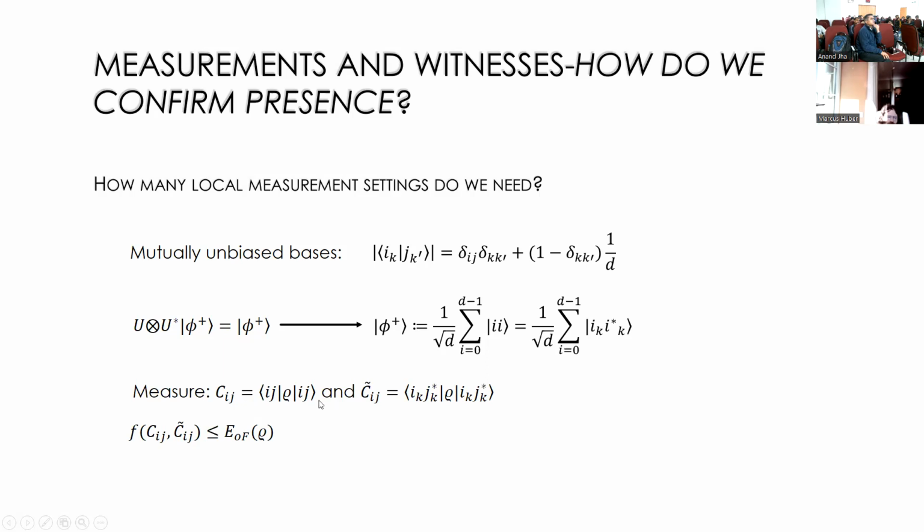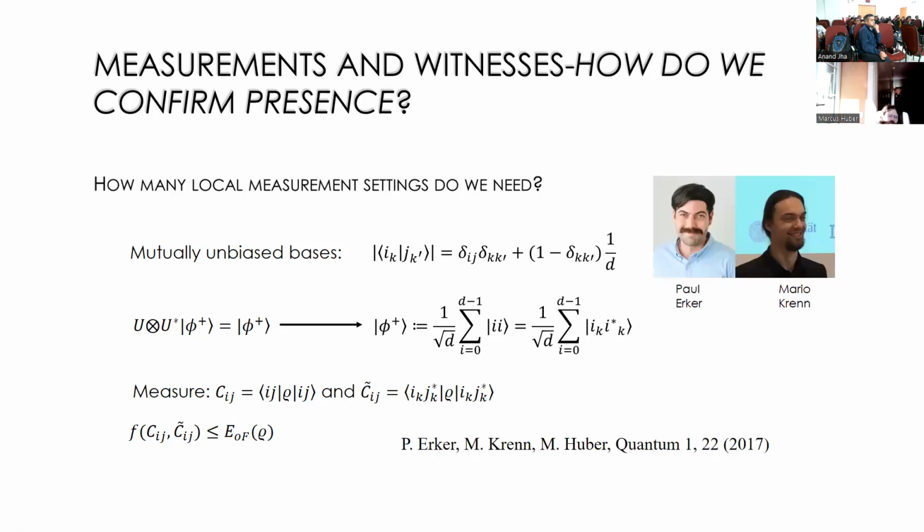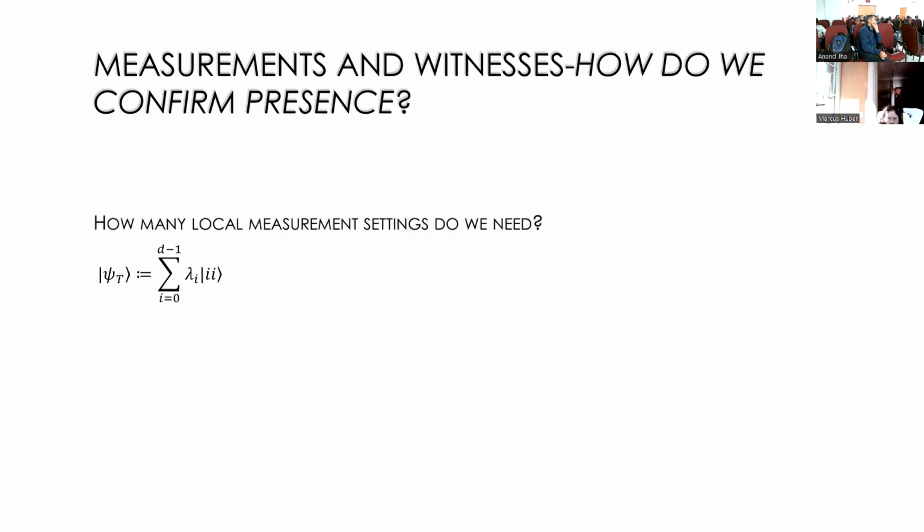And now the idea about these two measurements that we had once was, okay, how about we just measure the correlations in one basis and measure the correlations in a mutually unbiased basis? So really two matrices of outcomes, and then see if we can use this to lower bound some measure of entanglement. And this is something we did with Paul Erker, one of my postdocs, and Mario Krenn, who now leads a group on machine learning in Germany. And this was more a theory proposal.